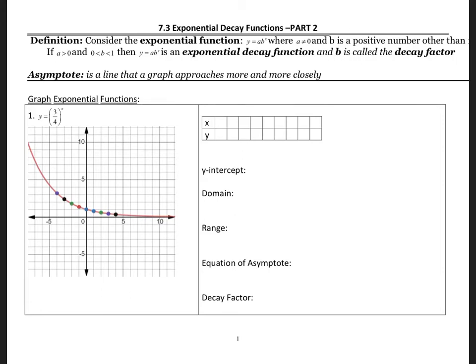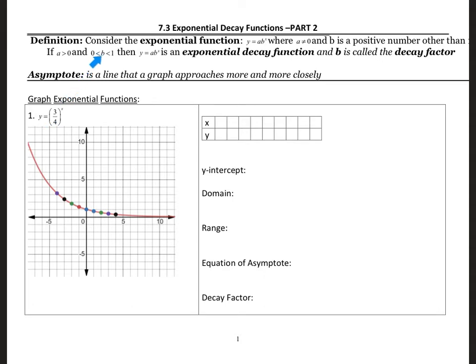In this video, we are looking at exponential decay functions. And the definition: if you have the exponential function y equals a times b raised to x, where a is not equal to 0 and b is a positive number other than 1, then if a is greater than 0 and b is a number between 0 and 1, this is an exponential decay function. b is called the decay factor. If you look at this function here, 3 over 4 is the decay factor.